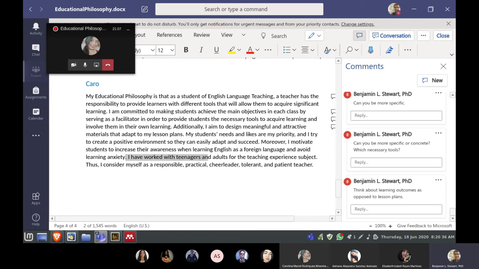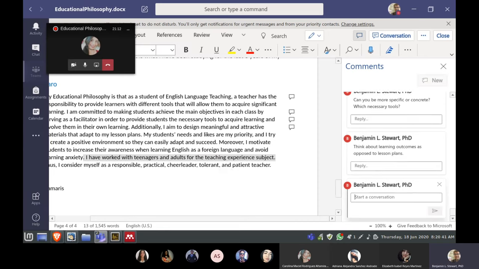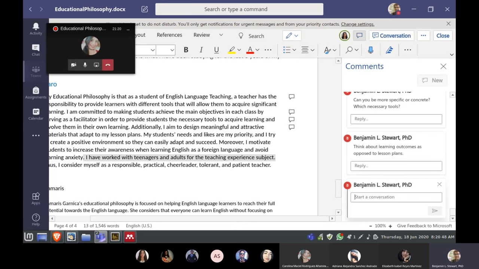All right, this sentence here, I think I would not include. Your philosophy is not about what you've done. It's your thoughts and your perspectives, your beliefs, and your attitudes about teaching and learning. Now, what I would like for you to do is take your experience from teaching experience, take that experience that you've had from practicum classes, and think about how you like to work, how you like to teach, how you think teaching should be done.